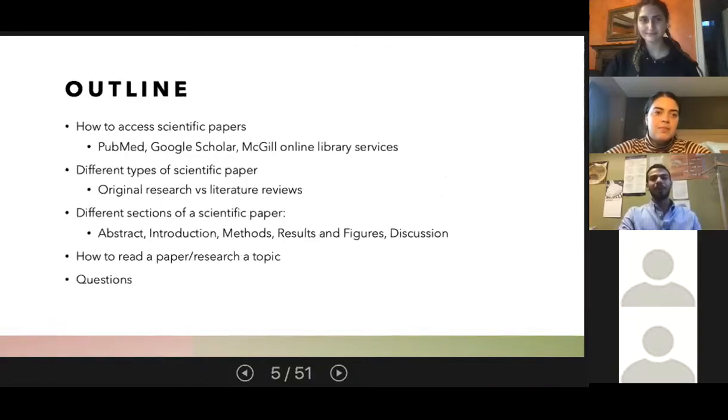So here's a brief outline of what I'm going to present today. I'll start by quickly talking about the different resources that let us access scientific literature. Then I'll talk about the 2 main types of scientific papers. I'll break down the different sections of scientific papers. And I'll finally give you all some tips on effectively reading a paper and how to research a topic.